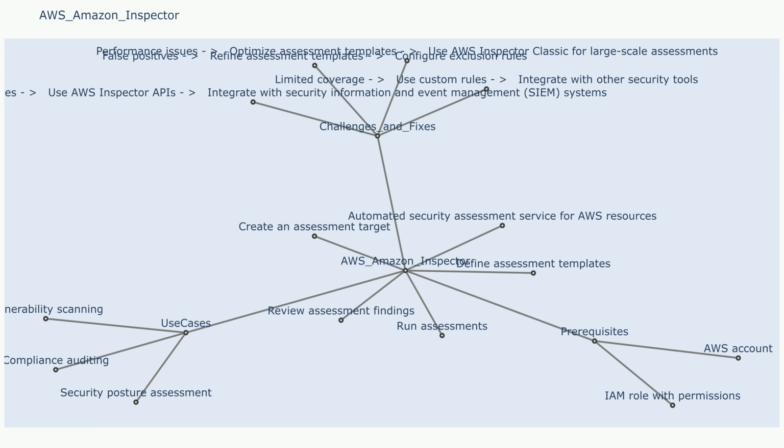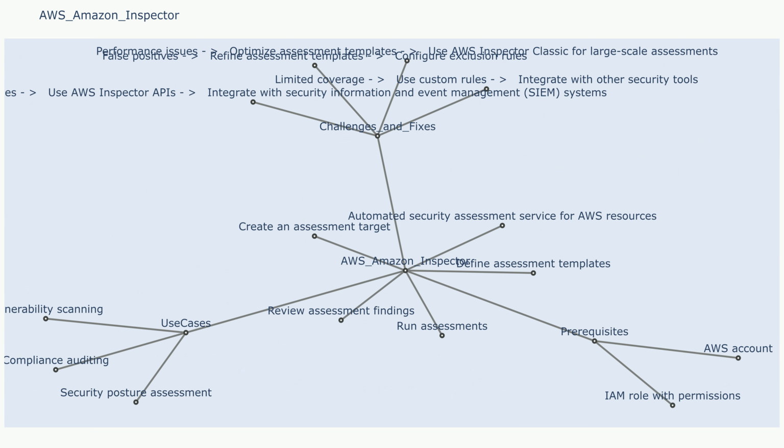Performance issues. Fixes: optimize assessment templates. Fine-tune the assessment templates to minimize the impact on your resources. This can involve adjusting the scan frequency, the number of rules, and scope of the assessment. Use AWS Inspector Classic for large-scale assessments. For assessments involving a large number of resources, consider using AWS Inspector Classic, which provides greater scalability and performance.